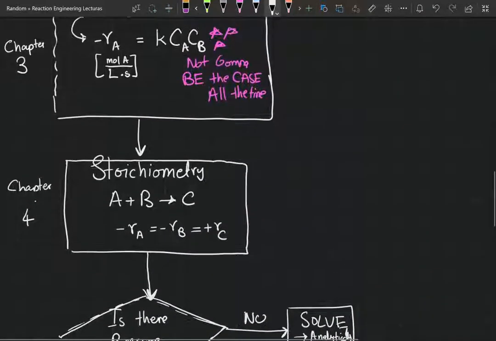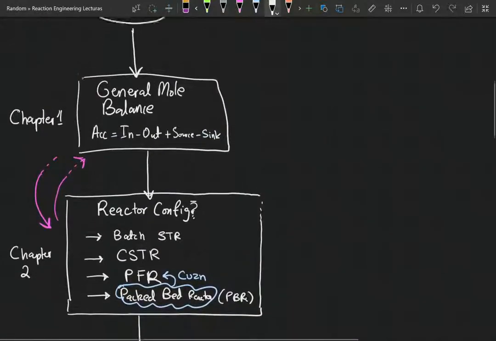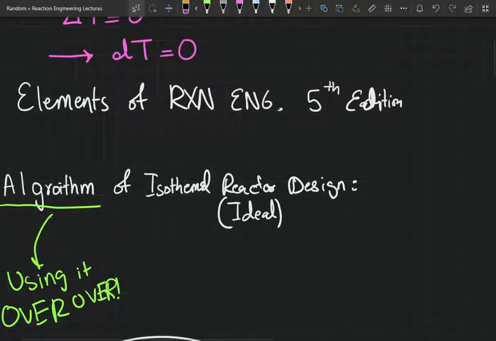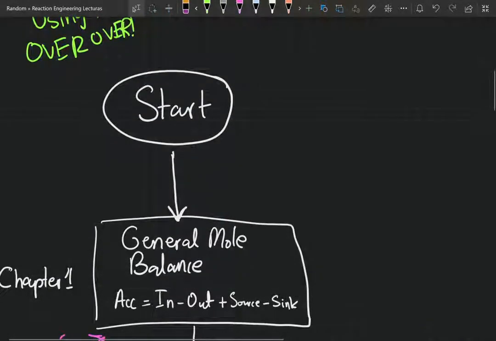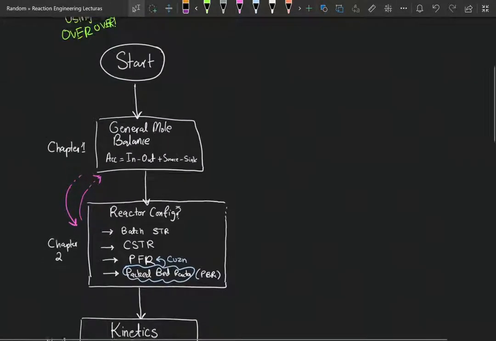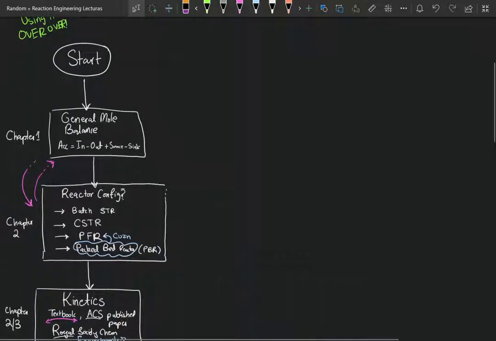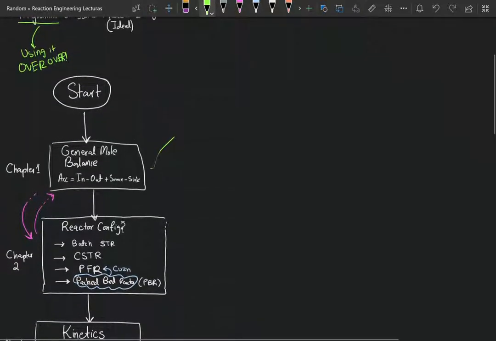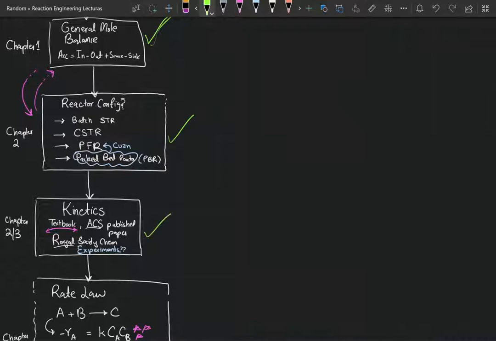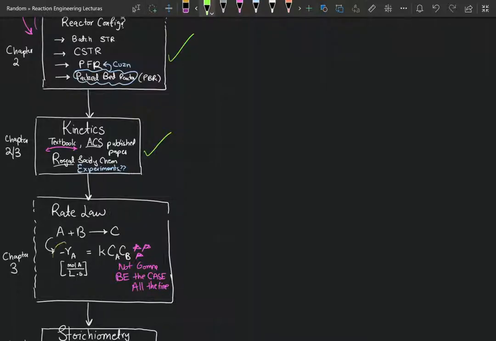Every single isothermal reactor design that you will ever come across. And let me make it even more clear: isothermal ideal reactors. There are going to be non-ideal reactors as you go to a more advanced level. So each and every isothermal reactor design. Let's zoom out a little. Start. General mole balance. Done. What is your reactor? You've figured that out. Do you know the kinetics? Well, you'll find them eventually. A plus B goes to C. You formulate an equation. Well done. Good job.